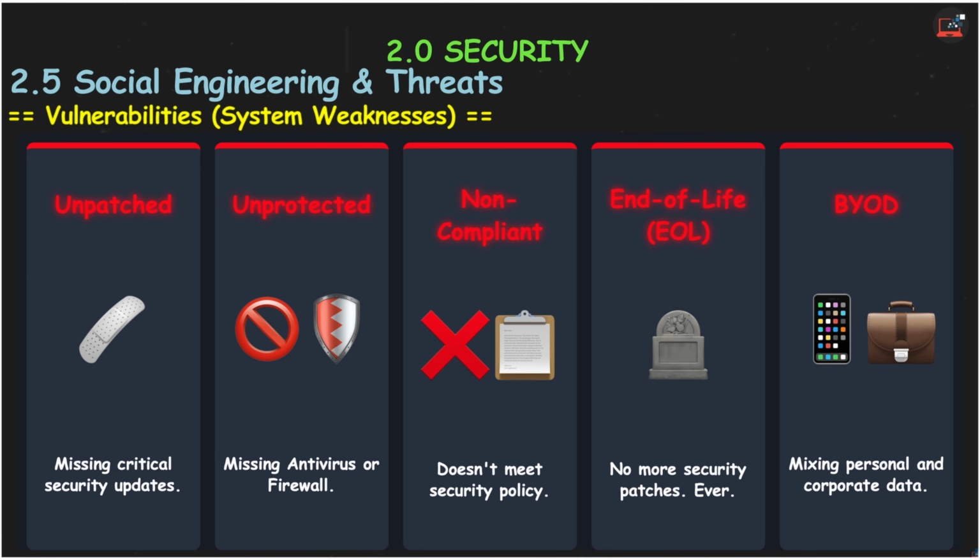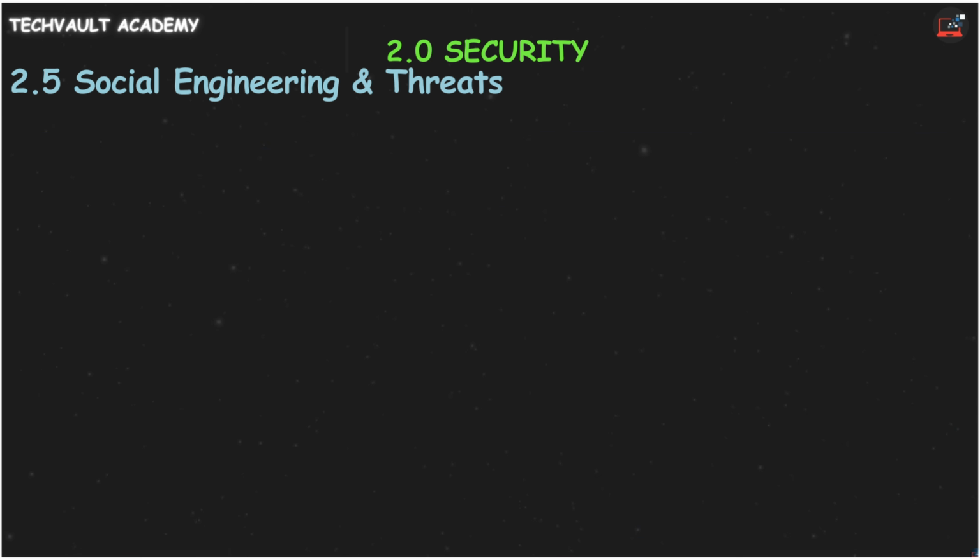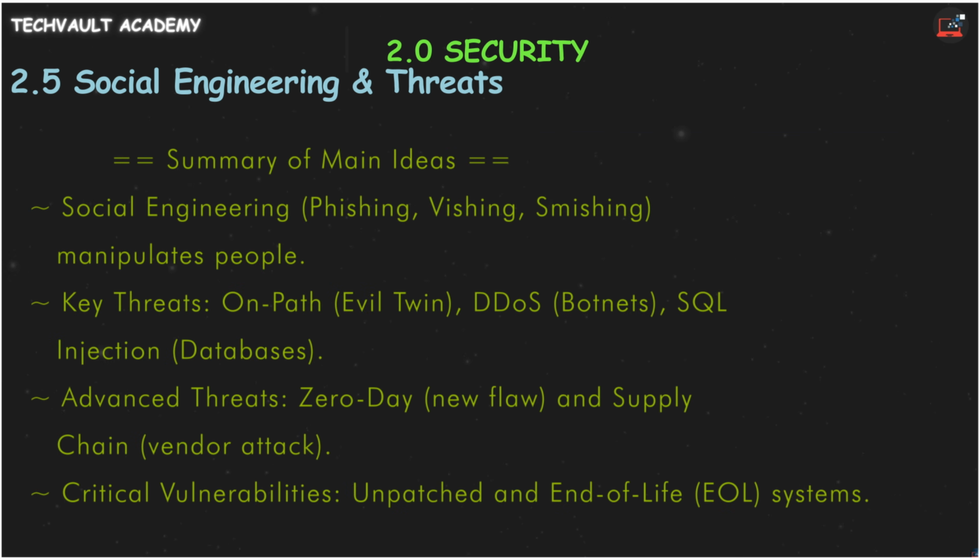And the BYOD, or Bring Your Own Device policy, creates a vulnerability by mixing personal and corporate data, which must be managed with an MDM. To recap, social engineering attacks manipulate people. This includes phishing and its variants, vishing and smishing, along with physical tactics like tailgating and shoulder surfing. Common threats include on-path attacks like evil twins, service attacks like DDoS, and password attacks like brute force.